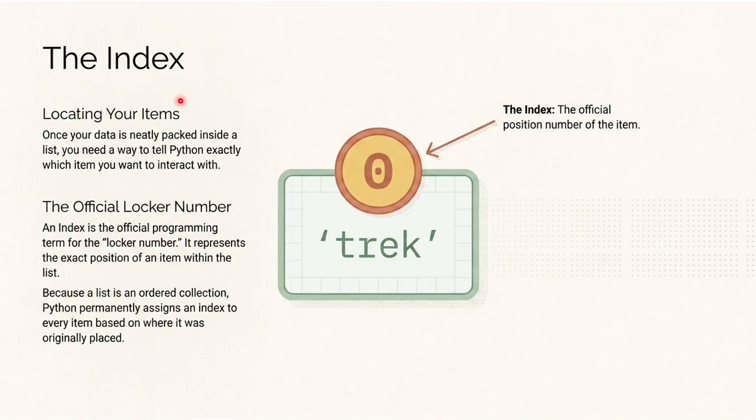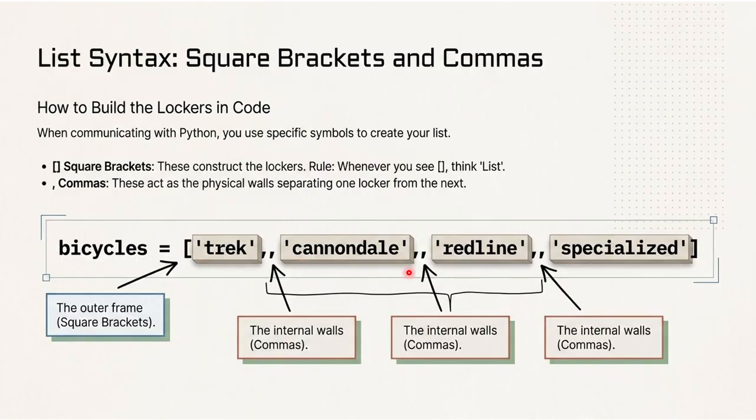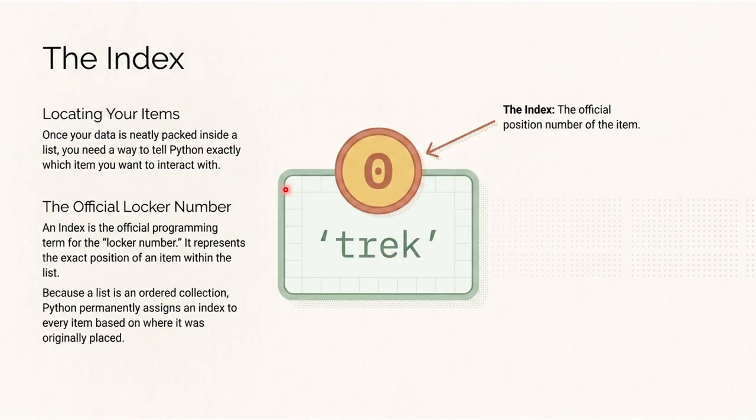Next is the index. So what is index? Suppose you have created this list and you want to locate a particular item. In order to locate that item, you have to know its position. That positioning is basically the index. It's the official position number of the item within a list. Once your data is neatly packed into a list, you need a way to tell Python exactly which item you want to interact with.